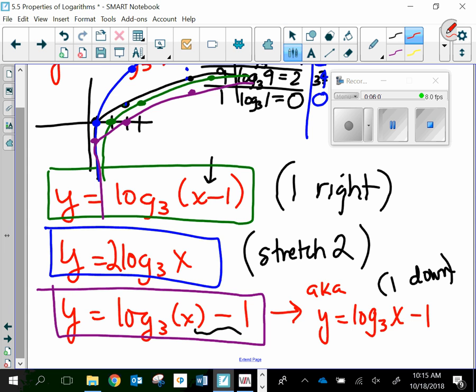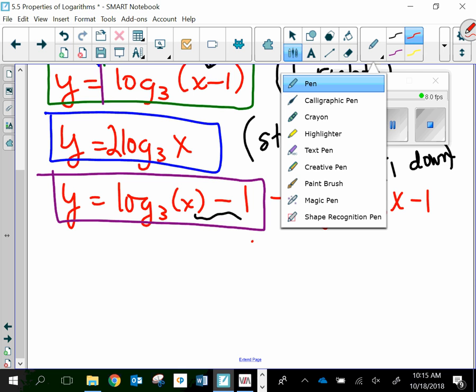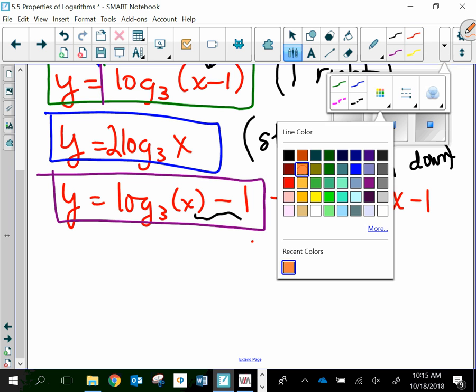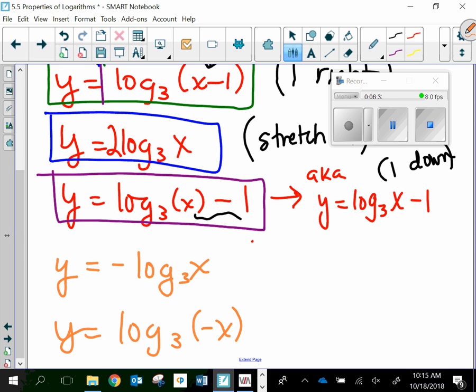Negative log and negative x. Okay, let's see. Let's go for color orange. So you're talking about this, that looks a lot like red, or she's also talking about this. Okay. So what do you think happened?